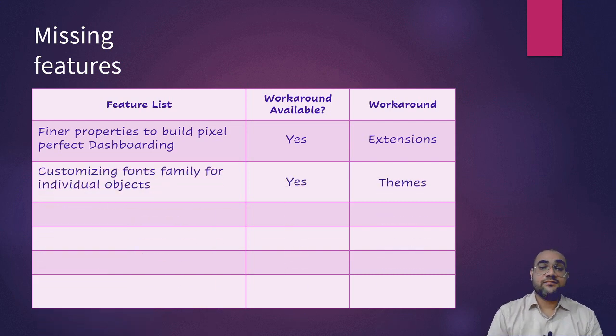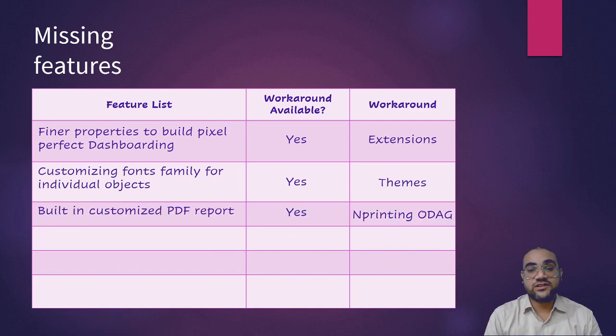The next missing feature is customizing font family for individual objects. In ClickView, you can easily change the font family or the font size of the data points available on the charts, and also the labels and the title of the chart. In ClickSense, it is not possible with the default properties, but it provides the external options to do that. You can use the customized CSS and create themes out of it, and then use it in your dashboard to change the font size and the font family.